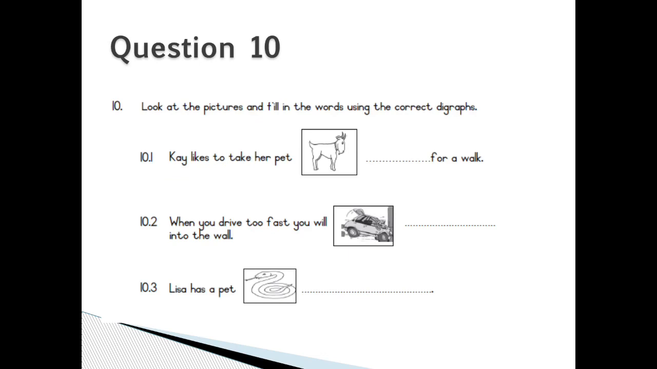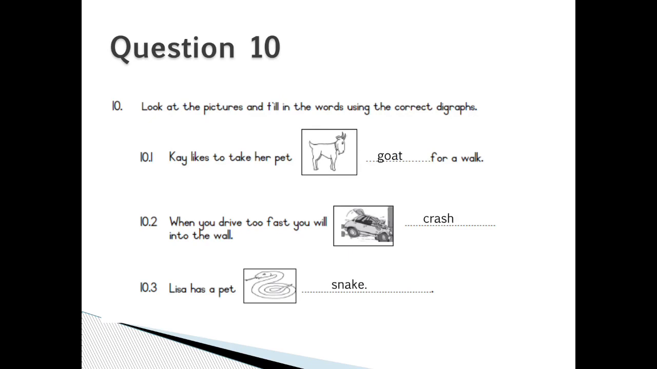Question 10. Look at the pictures and fill in the words using the correct digraphs. Question 10.1. Kay likes to take her pet what for a walk? Question 10.2. When you drive too fast, you will what into the wall? Question 10.3. Lisa has a pet what?